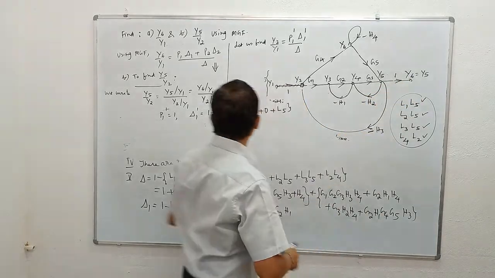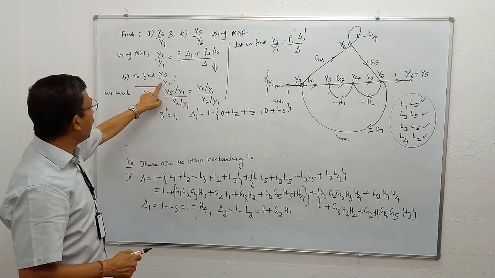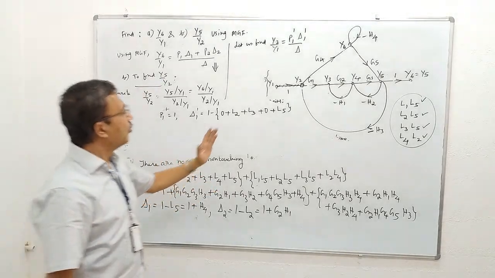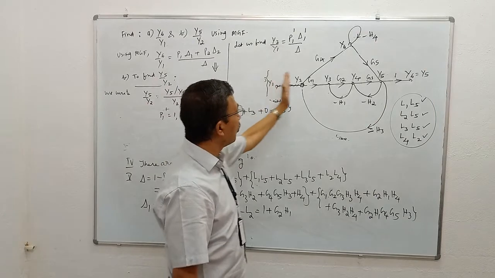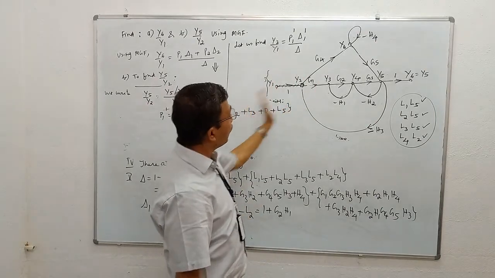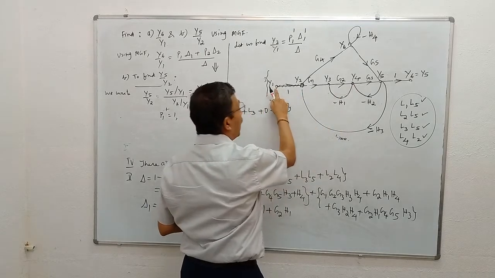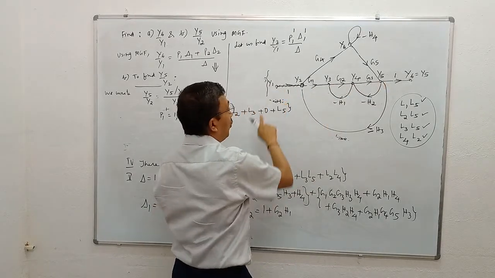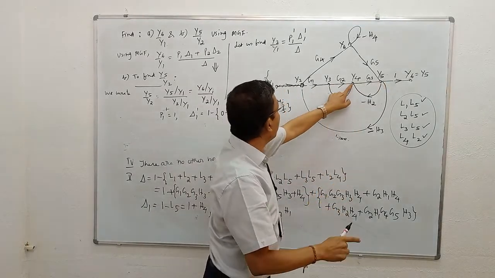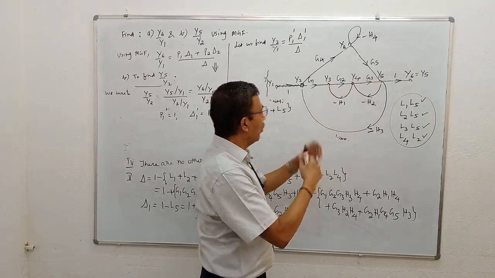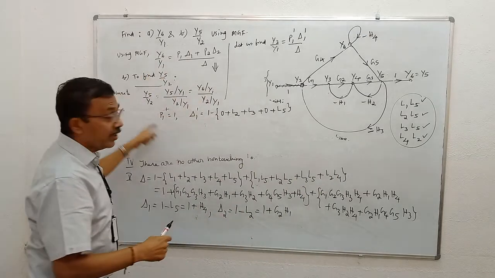So if you want to find y5 by y2, Mason's gain formula cannot be applied directly, because the position of the input must not be altered. However, the position of the output can be altered. That means y4 by y1 I can find, y5 by y1 I can find, but I cannot find y5 by y2 or y5 by y3 without making an adjustment like I have done over here.